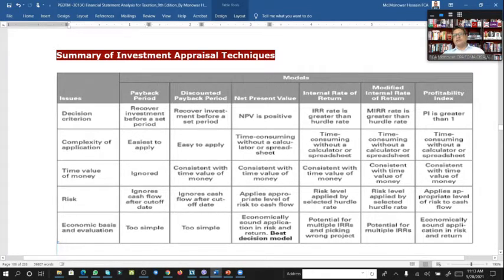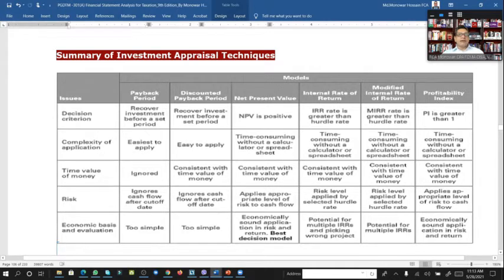Modified, same thing. And IRR is also time consuming. Regarding the time value of money, the payback period ignores it. The discounted payback period considers the time value of money. NPV, IRR, MIRR and also PI all consider the time value of money.